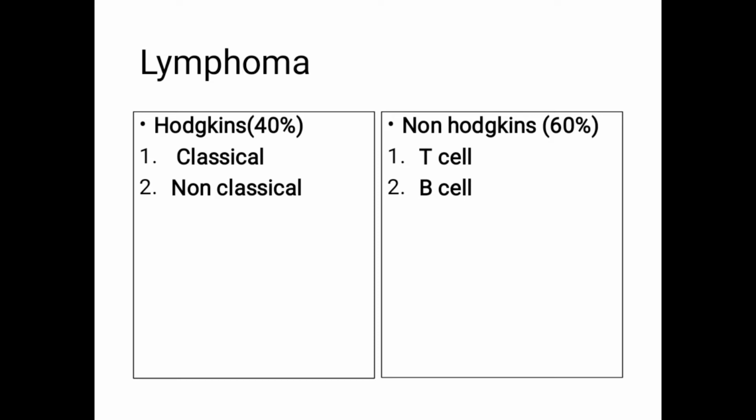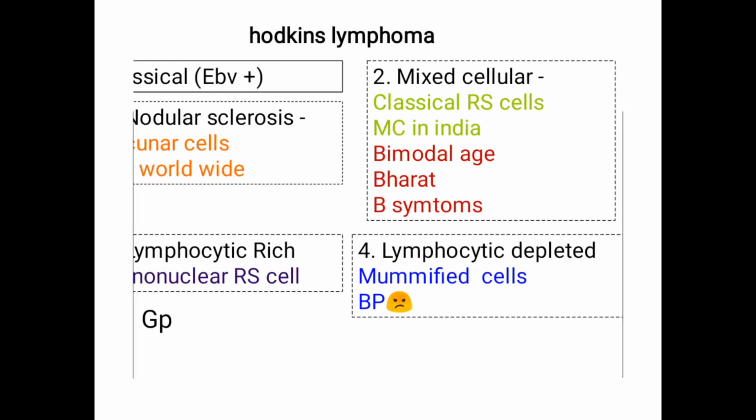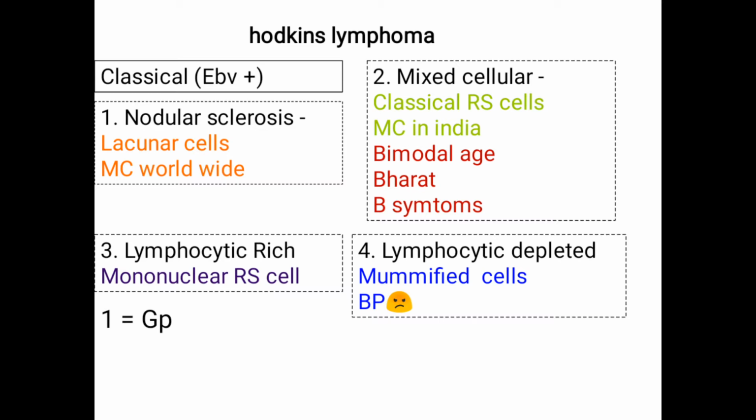So under Hodgkin's lymphoma, based on Epstein-Barr virus, if it is associated with Epstein-Barr virus, it is classical, and if it is not associated, then it is considered as non-classical. Non-Hodgkin's, again it has many different variants, but we can just classify it as T cell and B cell. So coming to Hodgkin's lymphoma, this is the only one slide which we need to remember. So as I told, classical, it is most commonly associated with Epstein-Barr virus.